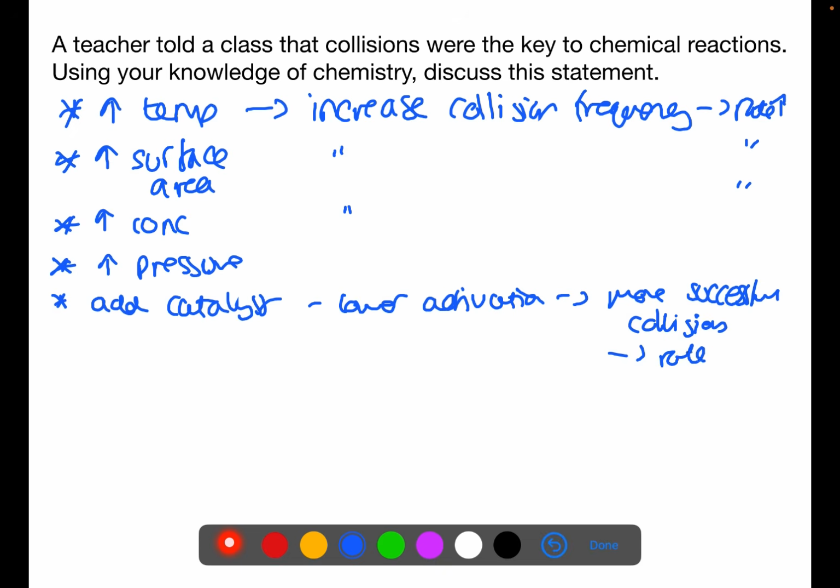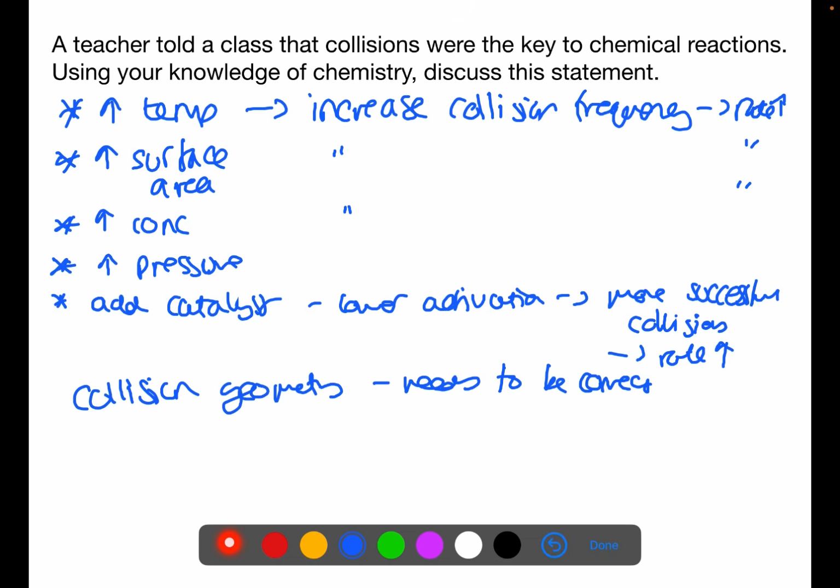Leading to a faster rate. We can also look at collision geometry. So it needs to be correct for the reaction to take place. You could also mention things like, if we have our little energy diagram here, that at the top you would have your activated complex. Okay, and that only happens after successful collisions.